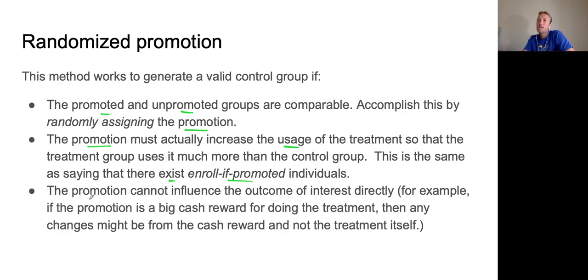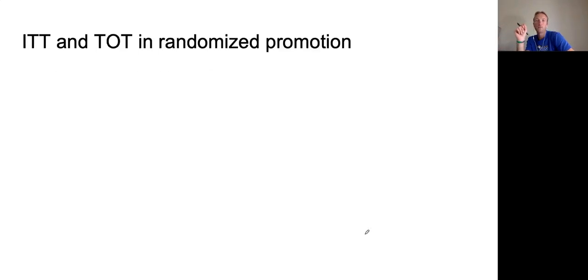And the other thing is that the promotion cannot influence the outcome of interest directly. For example, if the promotion is a big cash reward for doing the treatment, then any changes might be from the cash reward and not from the treatment itself. You can't say, hey, I'm going to do randomized promotion on a job training program, and my randomized promotion is, hey, I'll give you $100 if you go through the job training program. And then you come back a couple months later and you compare the incomes between the two. Well, these people are clearly going to have $100 extra because you gave it to them. So it can't affect the outcome variable of interest.